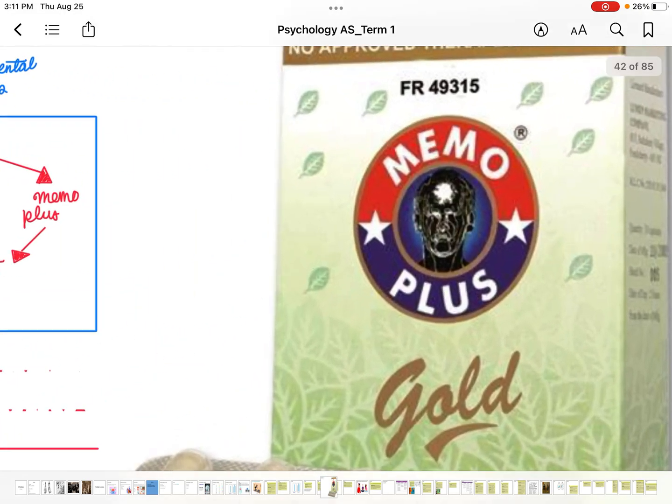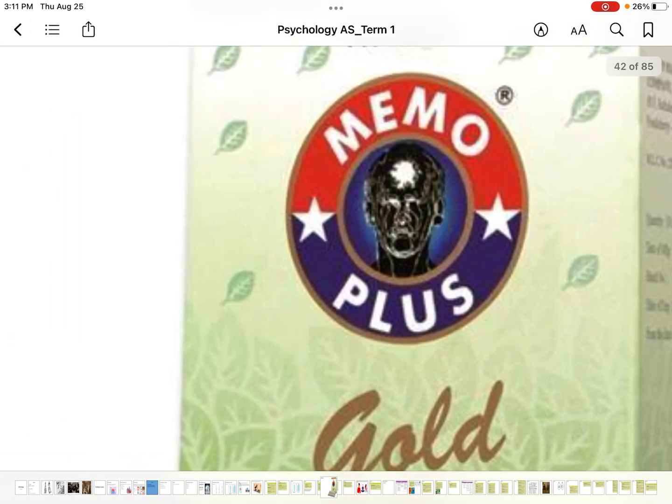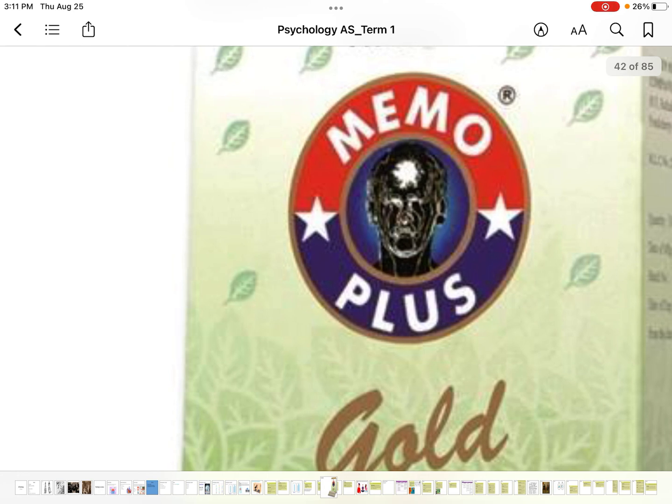All right. One funny thing though, one negative effect, or what do you call this? Side effect of Memo Plus, you salivate a lot.